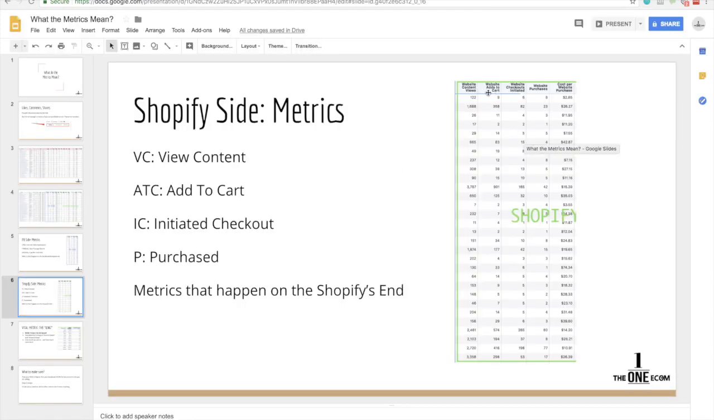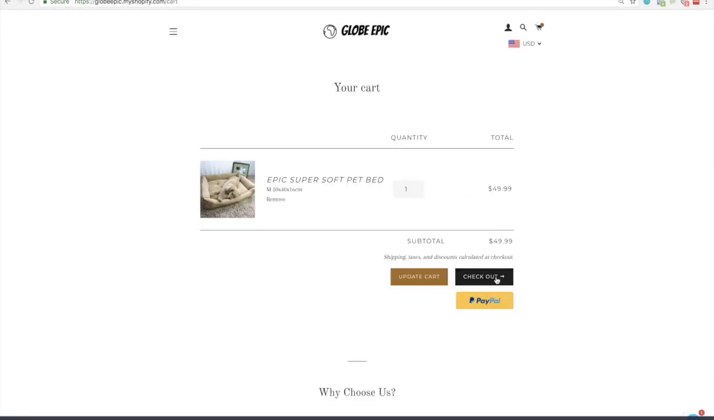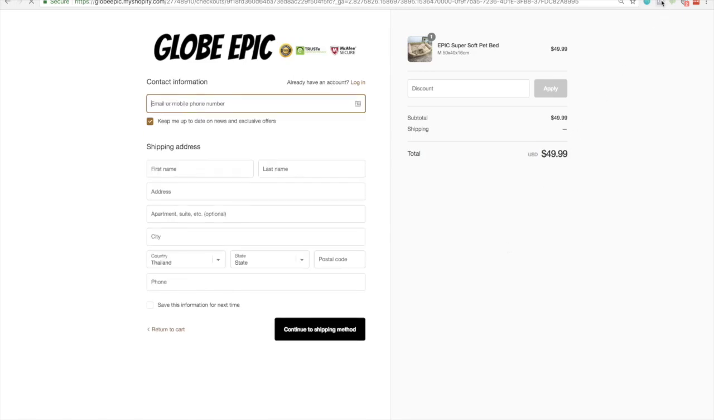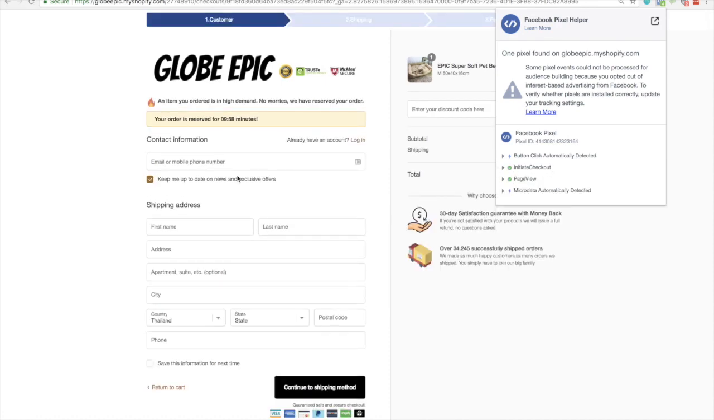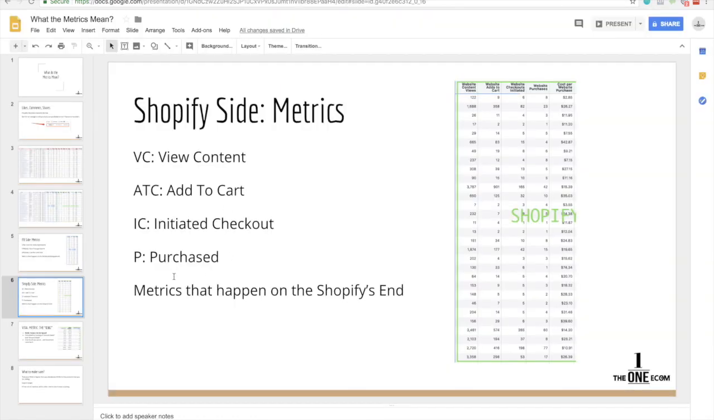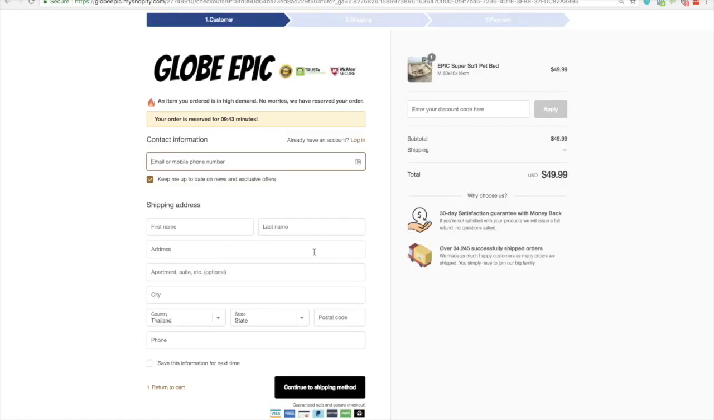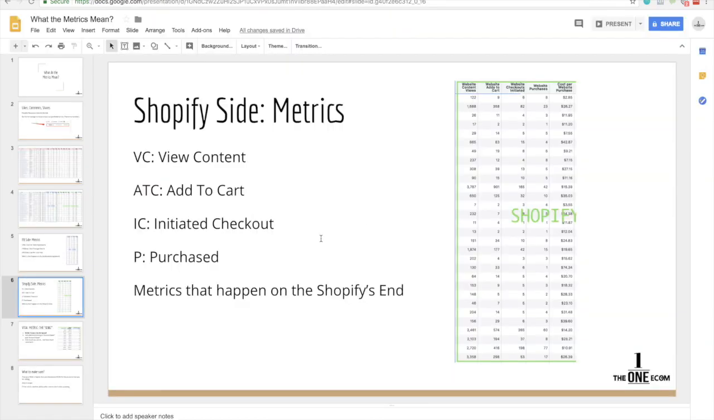And then if they go even further, they get to checkout initiated, which is if they click on checkout, this should make the checkout initiated fire right here. Okay, so that's checkout initiated. All right, guys. And then obviously the purchase pixel is the last one. The purchase metric will fire only if I go ahead and fill in the information and actually pay for the order. All right, so these are the metrics that happen on Shopify's end.